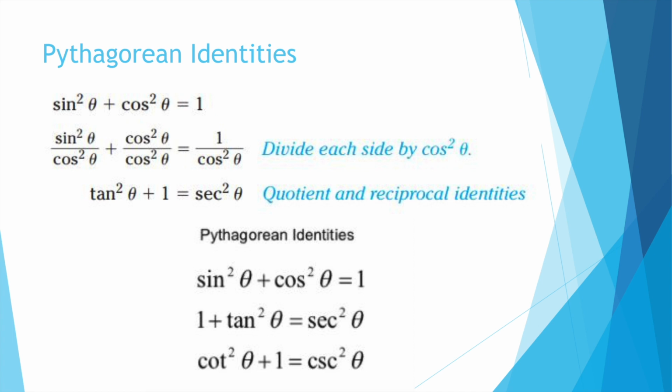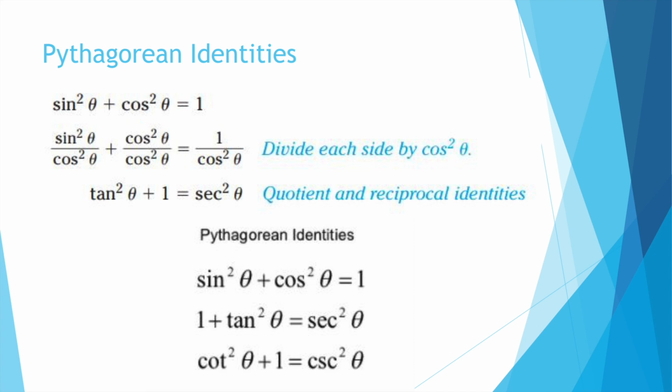And looking at the example at the top of this slide, you can see how that's derived. You take the primary identity and you divide it by cosine squared theta all across the board. And that results in every term within the equation changing. You have sine squared theta over cosine squared theta becoming tangent squared theta, and then you have the two cosine squared thetas simplifying to 1, and 1 over cosine squared theta reducing to secant squared theta.